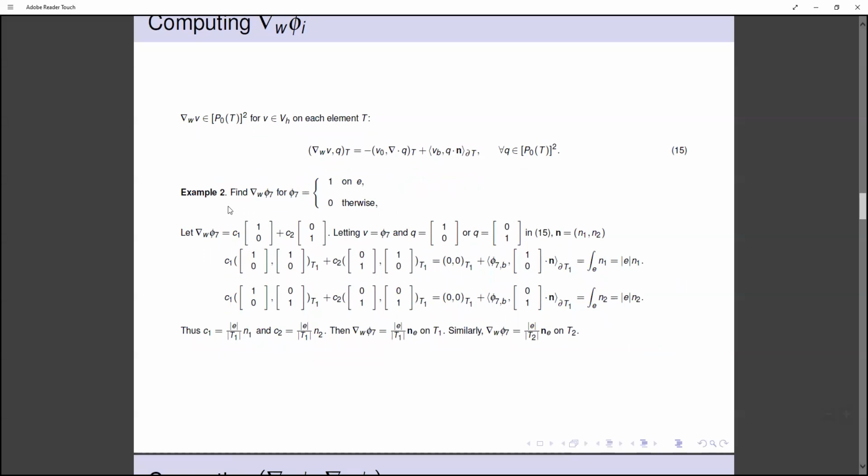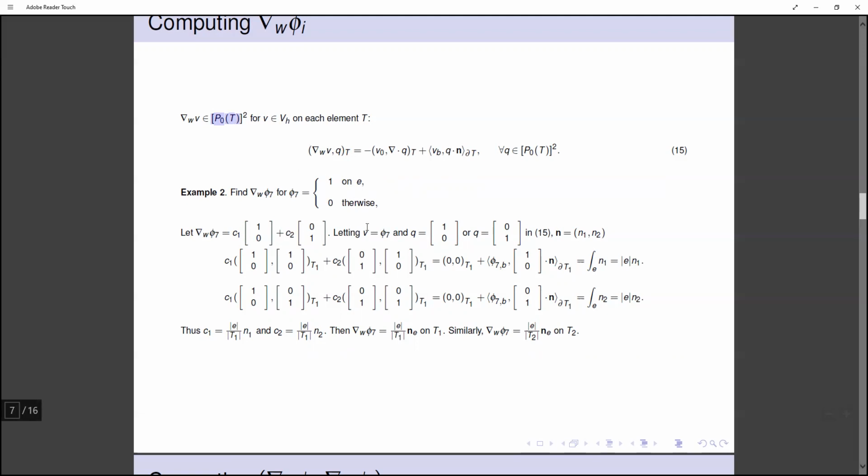Okay, now let's look at example 2. This one, where we want to find the weight gradient for phi7. Phi7 is different from phi1, phi2 to phi6 because phi7 is a basis function associated with VB. Recall phi7 equals 1 on E, on that diagonal, and equals 0 otherwise for all the other points on the unit square. So the weight gradient of phi7 can be written as a linear combination of basis functions for this one.